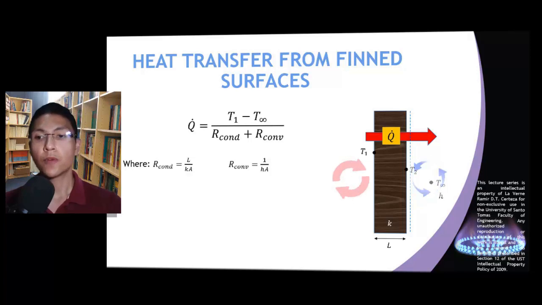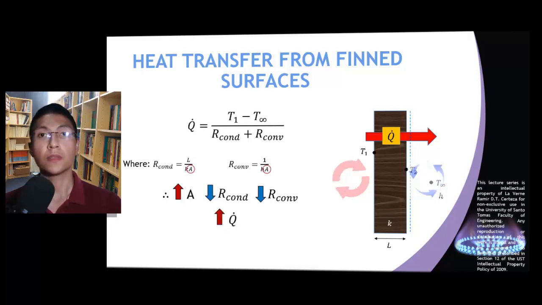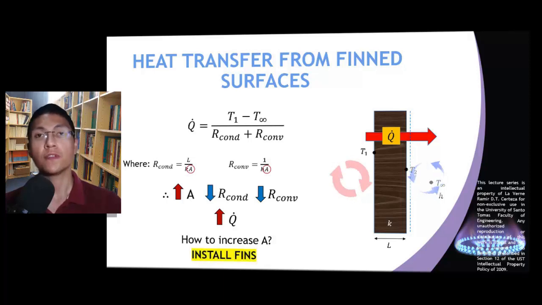We can see from both formulas that the conduction and convection thermal resistances are inversely proportional to the area perpendicular to the heat flow. This means that increasing the area normal to heat flow will cause the conduction and convection resistances to decrease, which will then increase the rate of heat transfer from the surface. Now the question is, how do we increase the surface area from which heat can flow? A solution to this is by installing fins on the surface of the object.